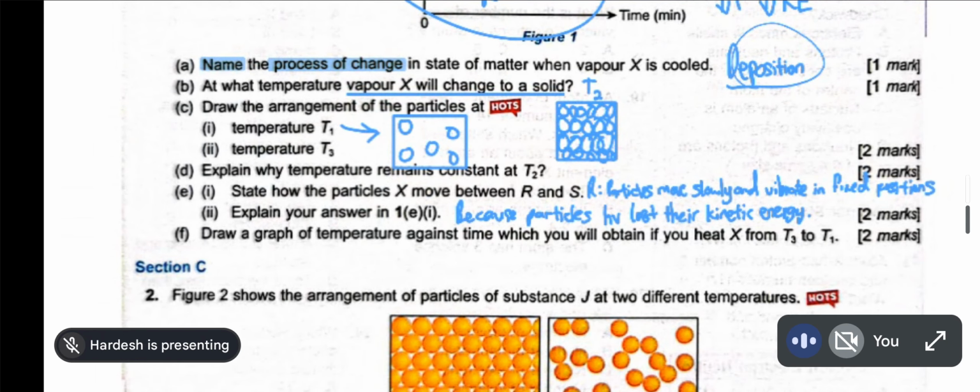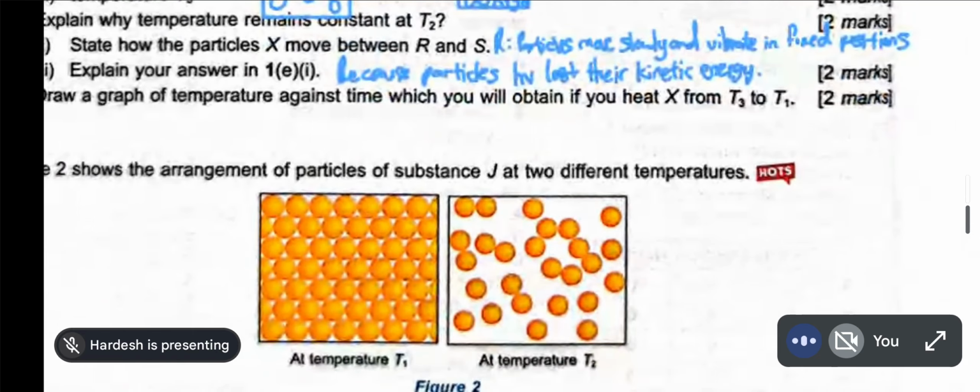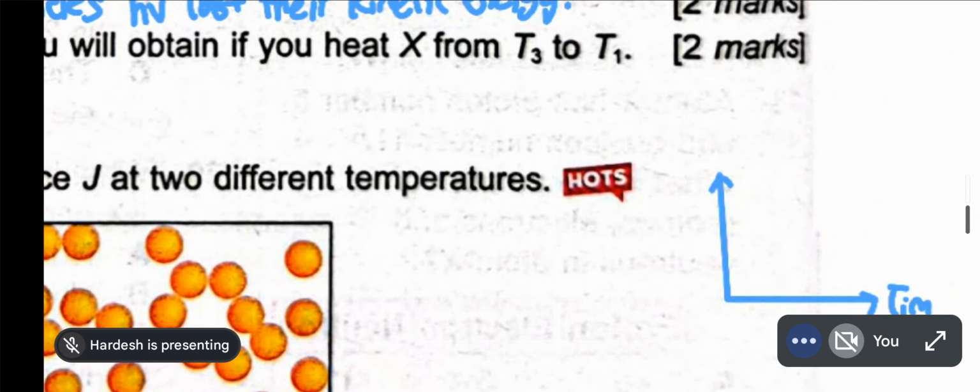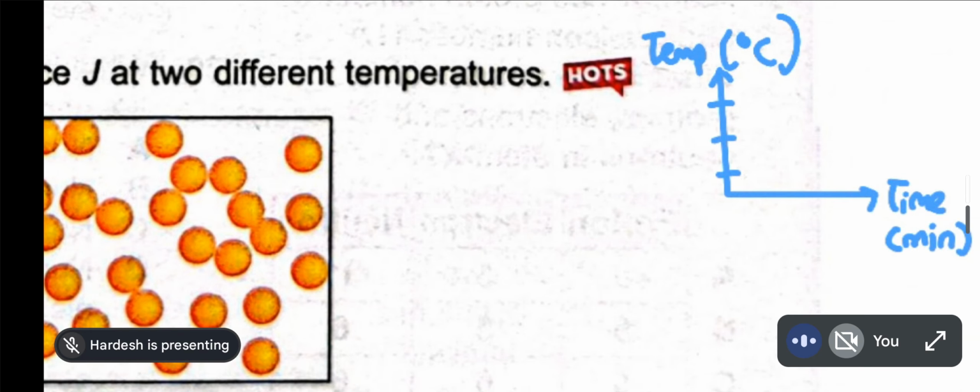Now they want you to draw a graph in the opposite direction. Just now it's T1 to T3. Now T3 to T1. So how? First of all, label your axis. Time, minute. Secondly, temperature, degrees Celsius. Then start to mark T1, T2, T3. Here, phase change, here. So this temperature is here, and this one is here. All clear, guys?